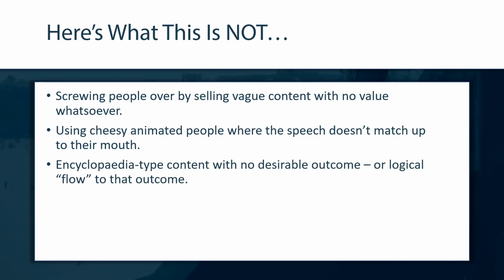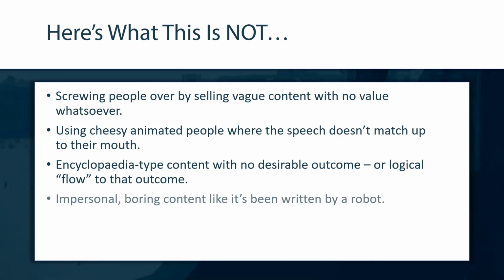Also, encyclopedia type content with no desirable outcome. It's just like a big list of everything. You just put a whole bunch of content on their desk and say, "Good luck." That's not an online course. That's just giving them a bunch of content with no purpose. An online course again should be specific to helping them achieve a desirable end result. Okay, so it needs to have a logical flow to the outcome.